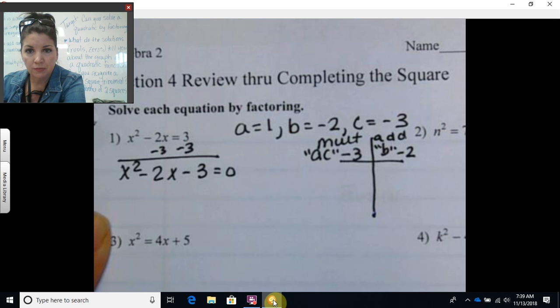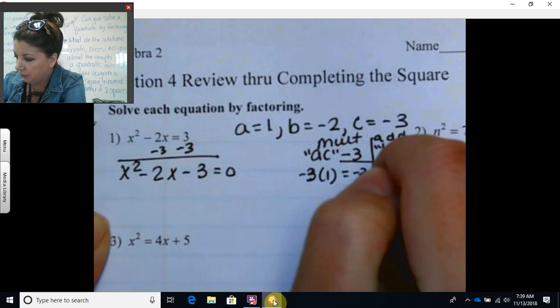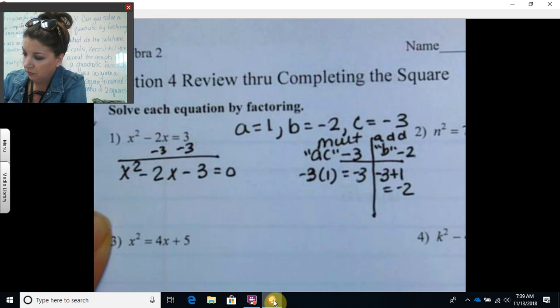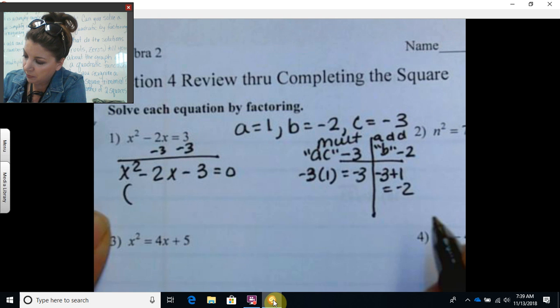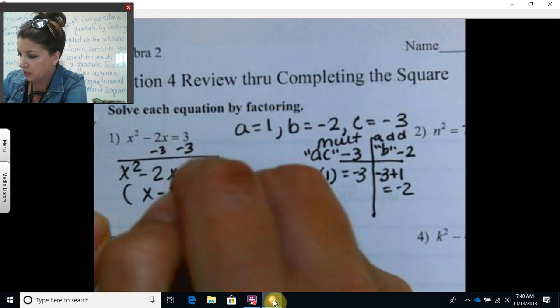All right, let's see. -3 times +1 is -3. -3 plus 1 is -2. So that works, right? So I have x minus 3 and x plus 1 equals 0.